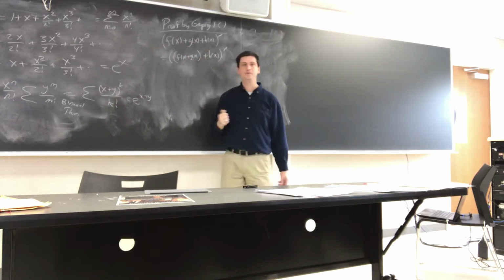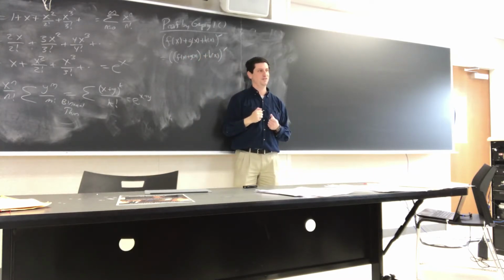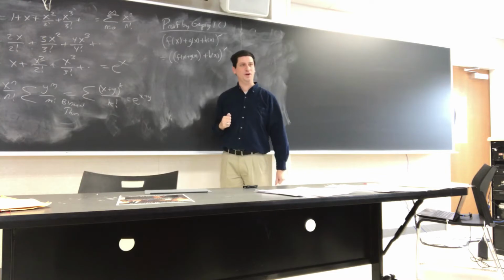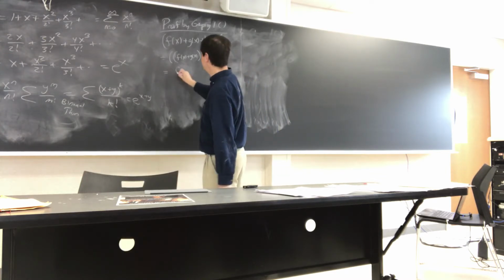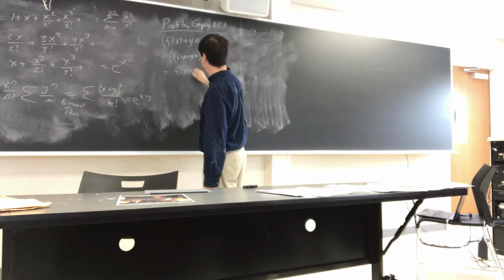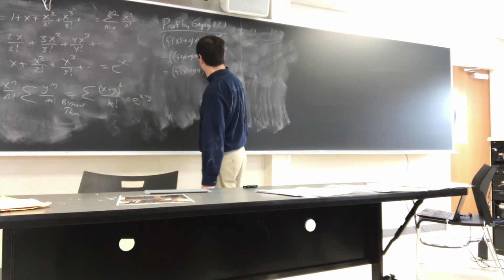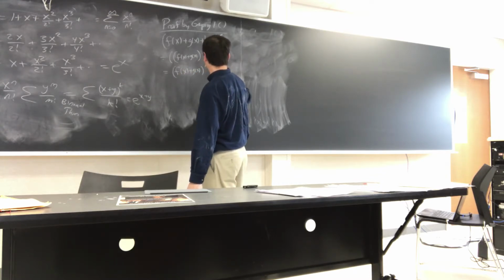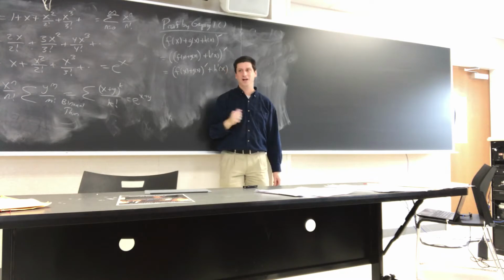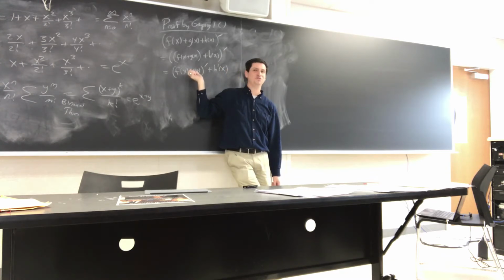Now I have the derivative of a sum of 2 functions. I can now use the result from Calc 1. What's that going to be? It's now just going to be the derivative of f of x plus g of x, plus h prime of x. How do I take the derivative of f plus g? What can I use to take the derivative of f plus g?